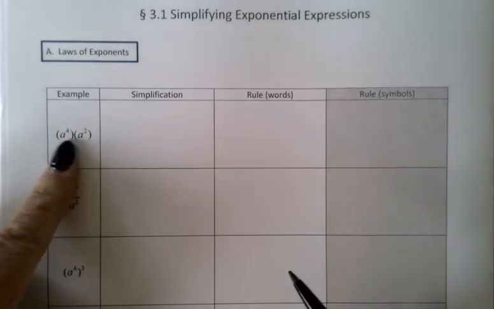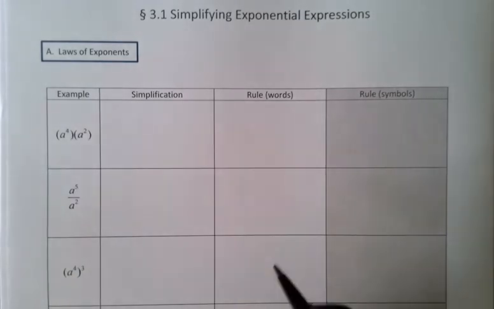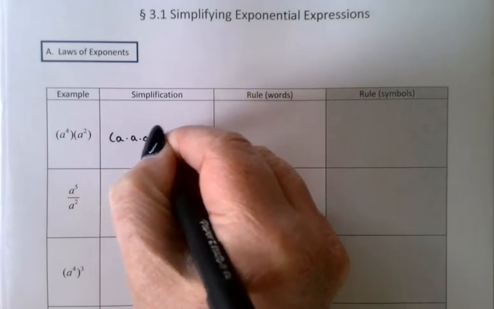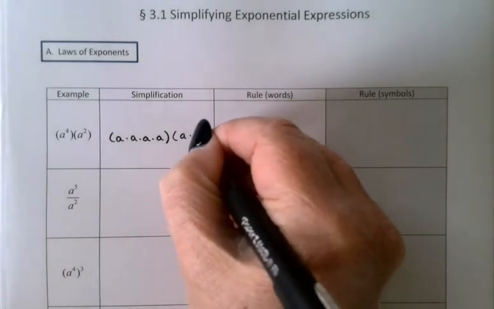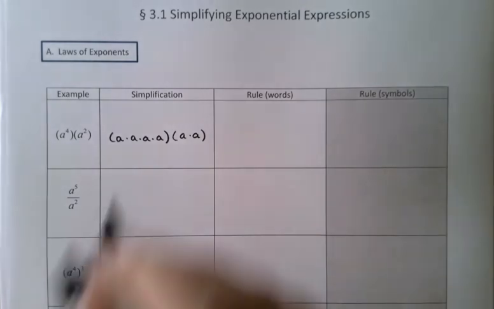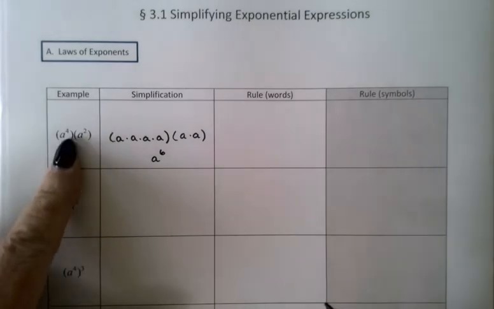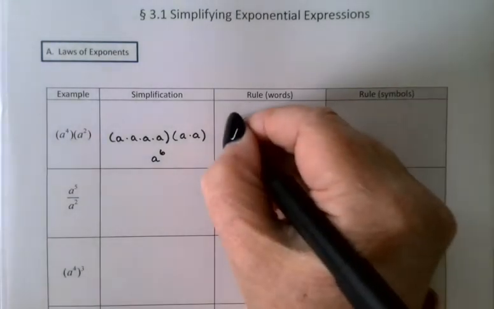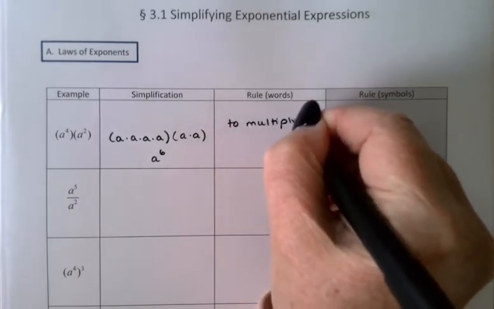First of all, what if you want to multiply two exponential expressions like a to the fourth times a squared? Well, a to the fourth really means a times itself, 4 factors. And of course, a squared is a times a. So I now have 6 factors of a in all, or a to the 6th power. You'll notice that what we ended up doing was just adding the exponents. So to multiply, add exponents.